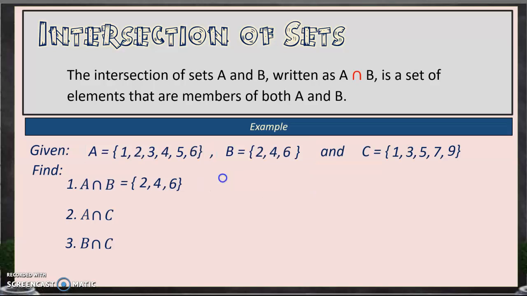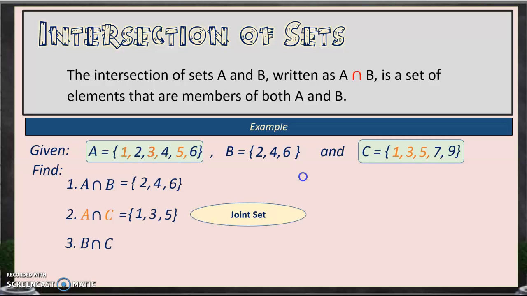Next, number 2, A intersect C. So you will just look at sets A and C. What are their common elements? So common elements are 1, 3, and 5. If there are some elements that are common to two sets, say sets A and C, we can say that they are joint sets.